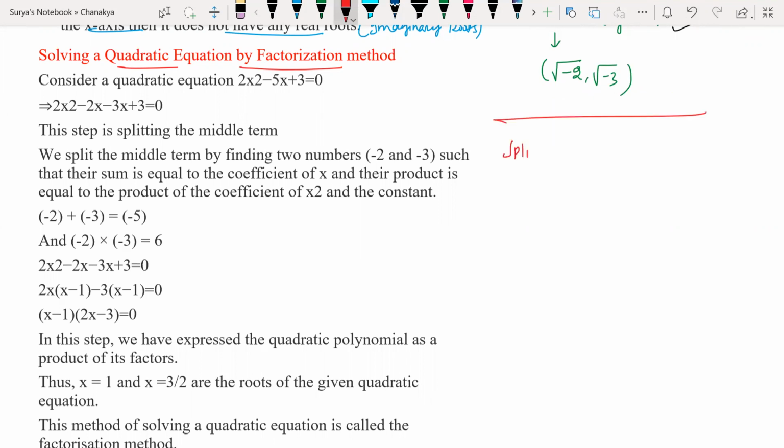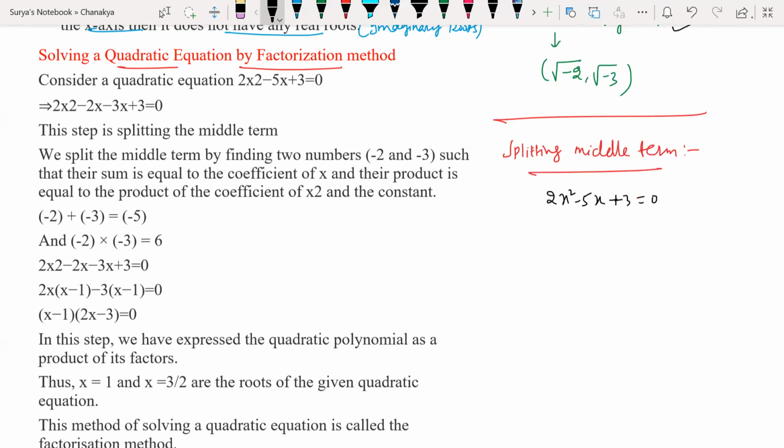How many of you know the splitting middle term method? Splitting ends in 8th standard itself. Am I correct? Yes, sir. Let us not waste much time on that. 2x square minus 5x plus 3 is equal to 0.